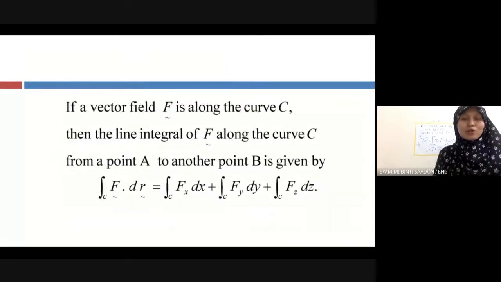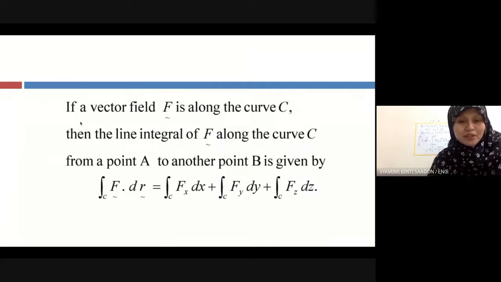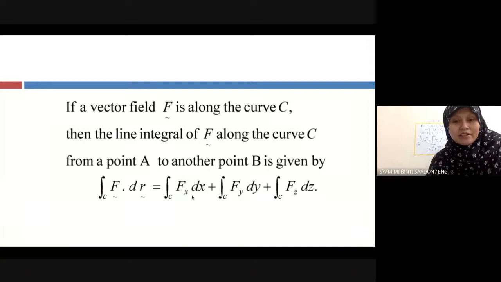Okay, so if a vector field f is along the curve C, then the line integral of f along the curve C from a point A to another point B is given by this one. So it means that, same as just now, we have to integrate separately the fx, fy, and fz.